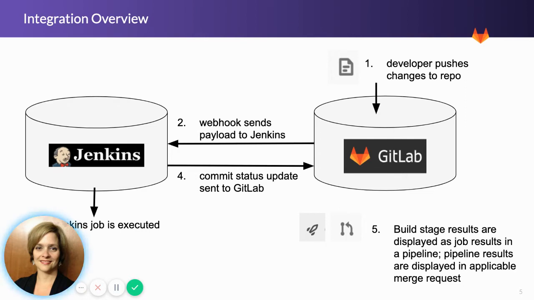Once that has run, we will be able to see those build stage results as job results in our pipeline. And those pipeline results, as always, will also be displayed as part of any applicable merge request. So that's going to allow us to use all of that great functionality that's innately part of a merge request in GitLab, but still have the pipeline being executed in Jenkins instead of GitLab.